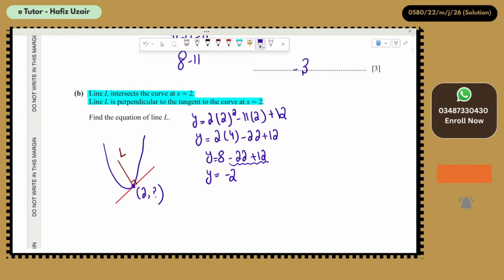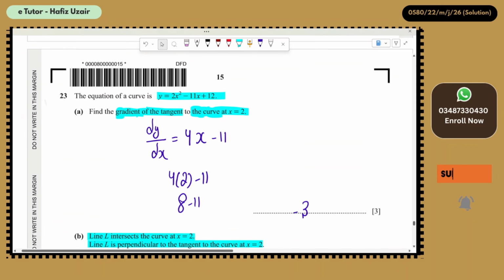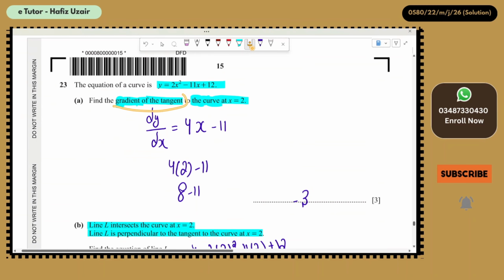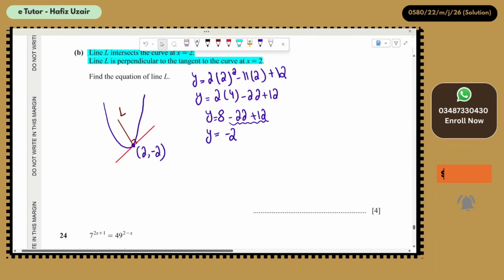Now this line L touches the curve at minus 2. We have the gradient of this tangent from the earlier part. What is the gradient of the tangent to the curve at x equals 2? That is minus 3. So now this line L is perpendicular to the tangent, which means its gradient will be the negative reciprocal, and this will be equal to 1 over 3.